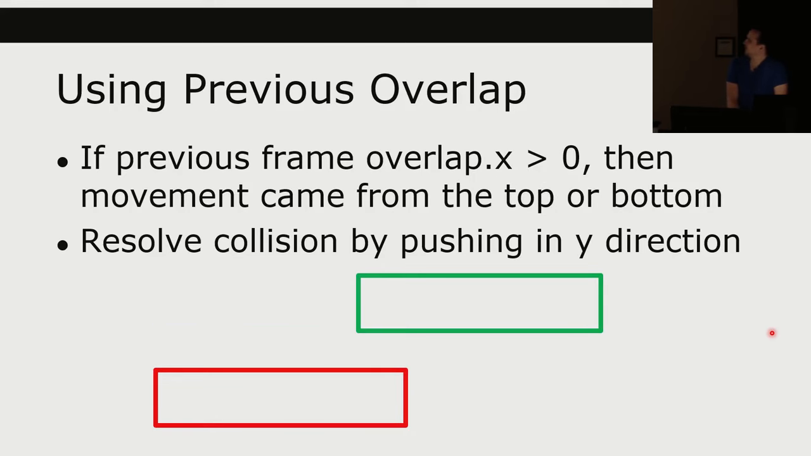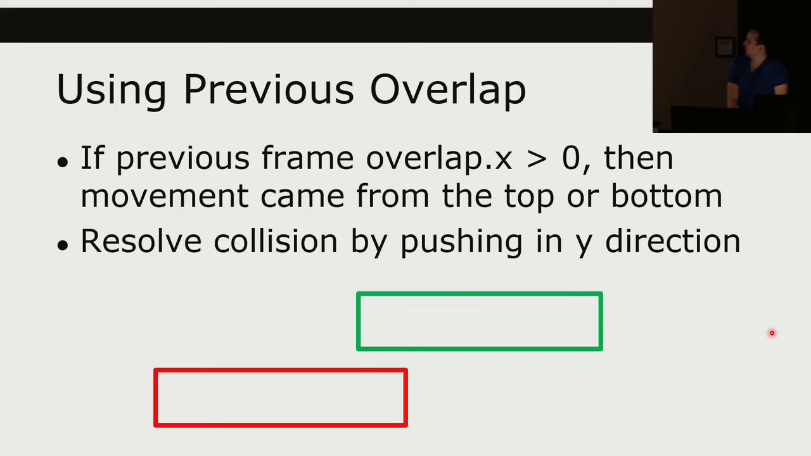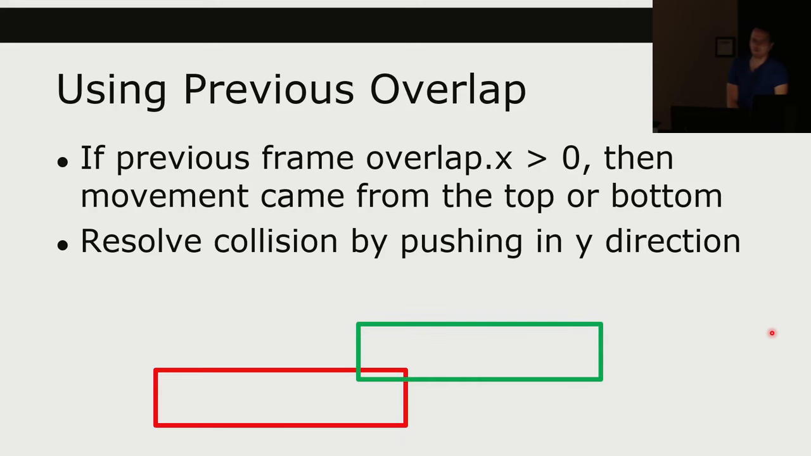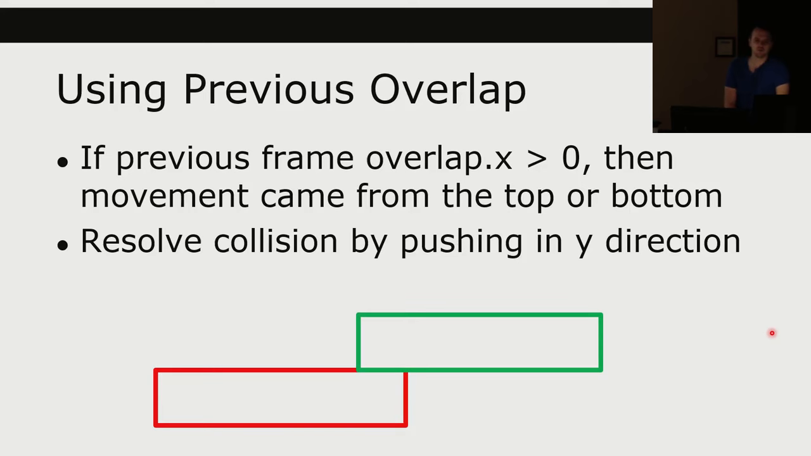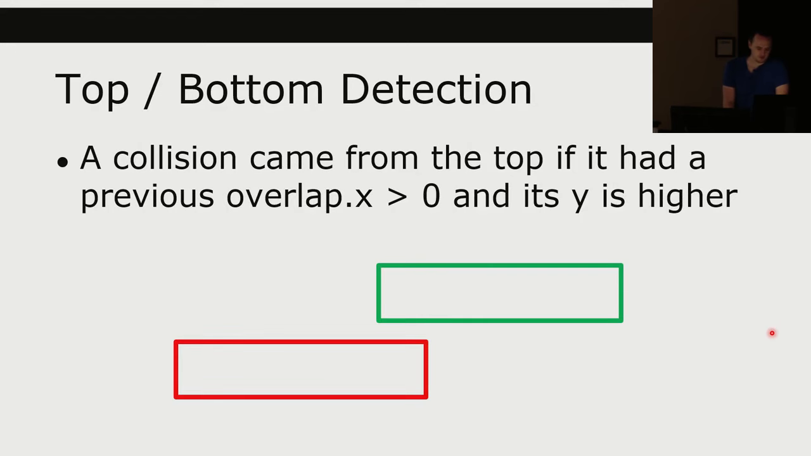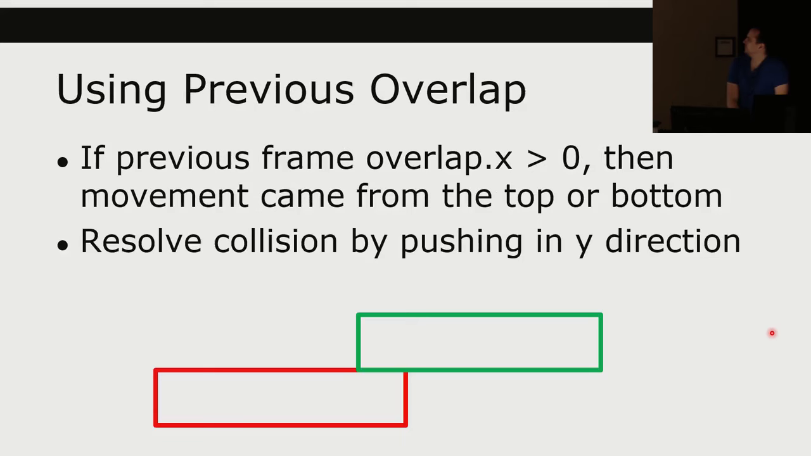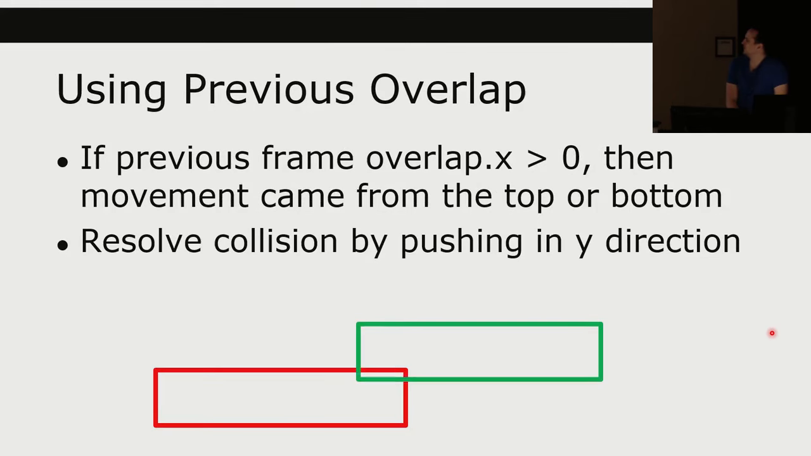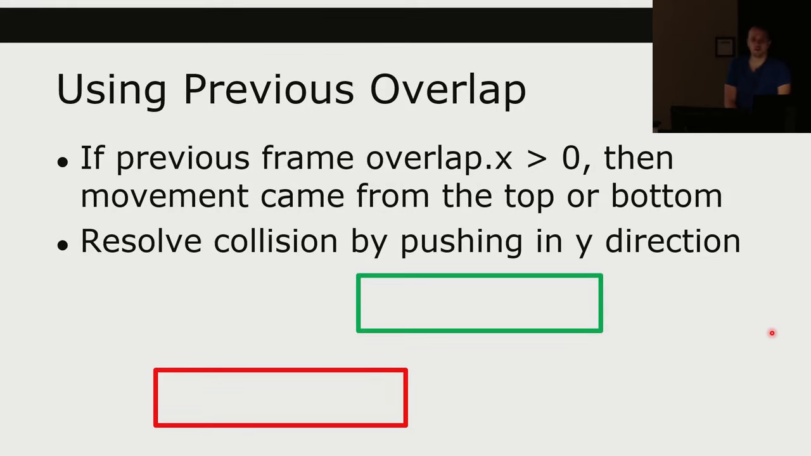Similarly, if on the previous frame we have an overlap in the x direction but not the y, then we know the movement came from the y, and so we can push it up. This is going to afford us the resolution that we actually want in assignment 3. However, this is telling you if it's an x or y collision. It still doesn't tell you top or bottom.